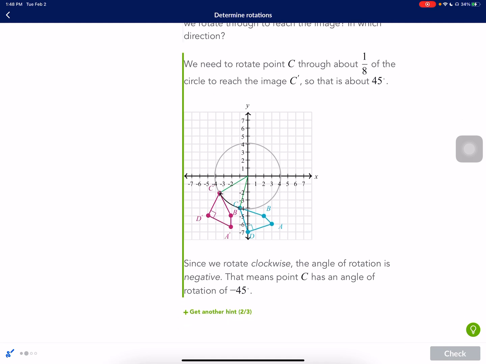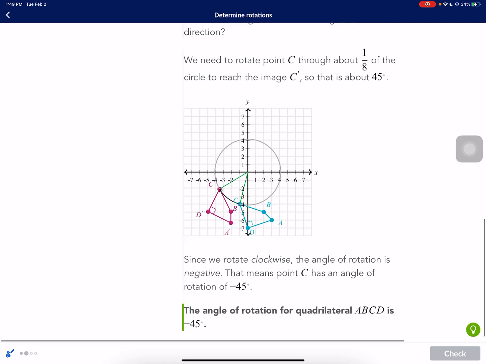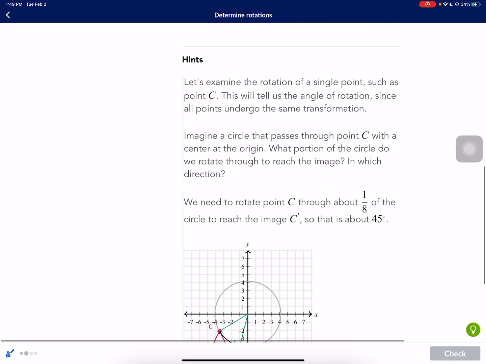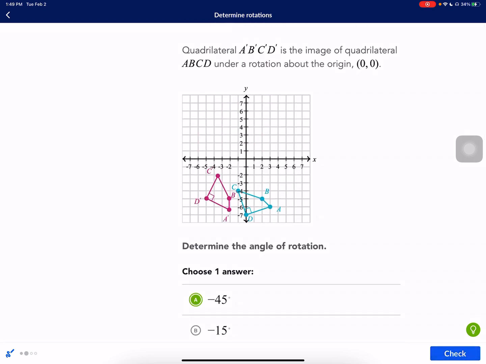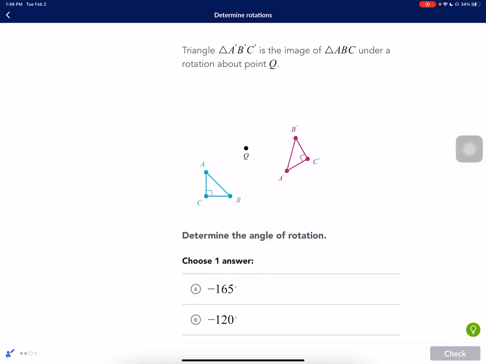Here it says, since we rotate clockwise, which we did get that part, the angle of rotation is negative. That means point C has an angle of rotation of negative 45 degrees. And that is the same answer that we got here. Okay, we thought it was A. All right, so let's see what's next.